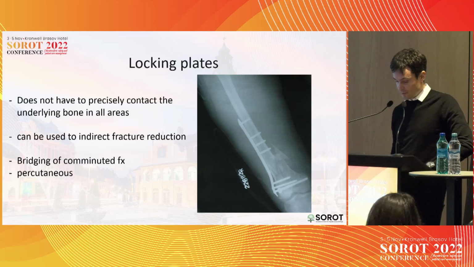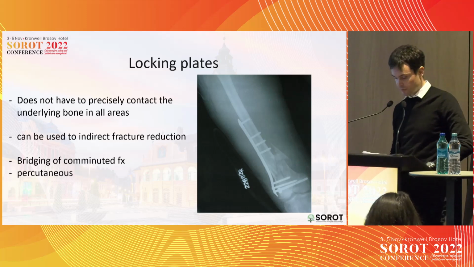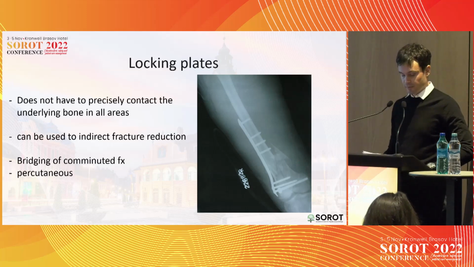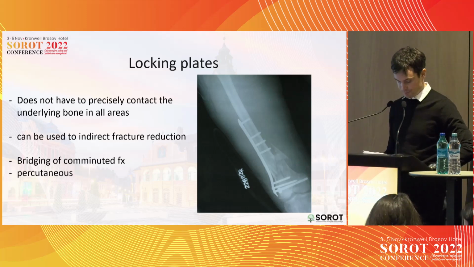So the locking plate does not have to precisely contact the underlying bone in all areas. When screws are tightened, they lock to the threaded screw holes of the plate, stabilizing the segments without pulling the bone to the plate. The advantages of locking plates are that they can be used for indirect fracture reduction in diaphyseal and metaphyseal fractures in osteoporotic bone. They can be used for bridging of severely comminuted fractures, and possibly as percutaneous locking plates. It utilizes locking and non-locking screws in order to assist with fracture reduction, as well as provide a fixed angle construct with locking screws.